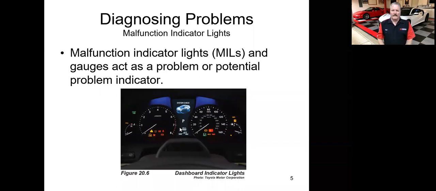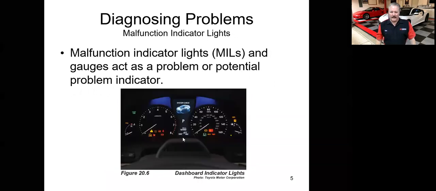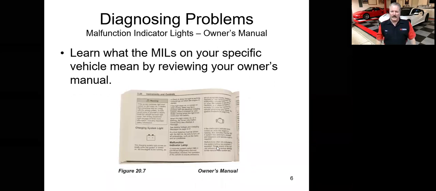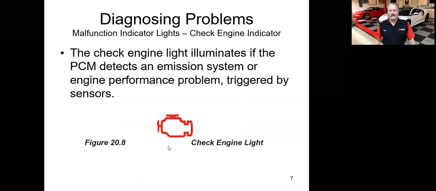Malfunctioning indicator lights and gauges act as problem or potential problem indicators. There's all kinds of things that can pop up on your dash. Learn what these lights mean by going to your owner's manual. This is a good place to start, so you know what these little symbols mean. Some of them are more obvious than others. This one is fairly universal when it comes up looking like that. It's a check engine light.